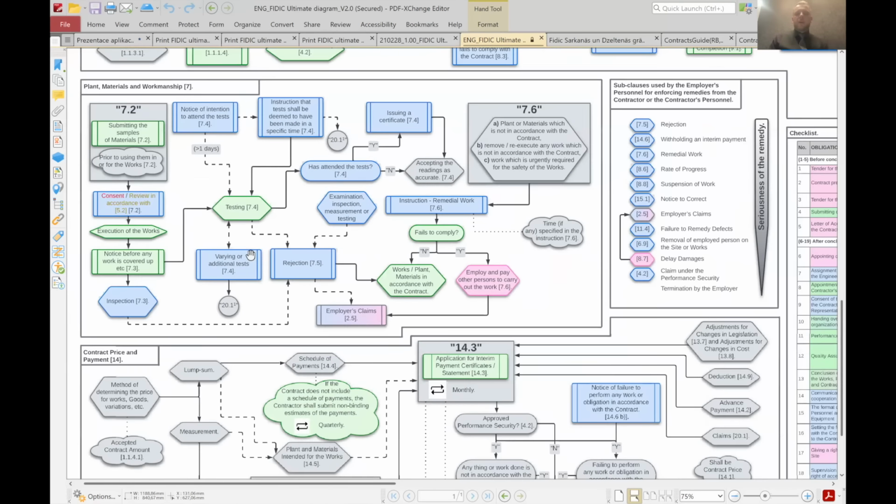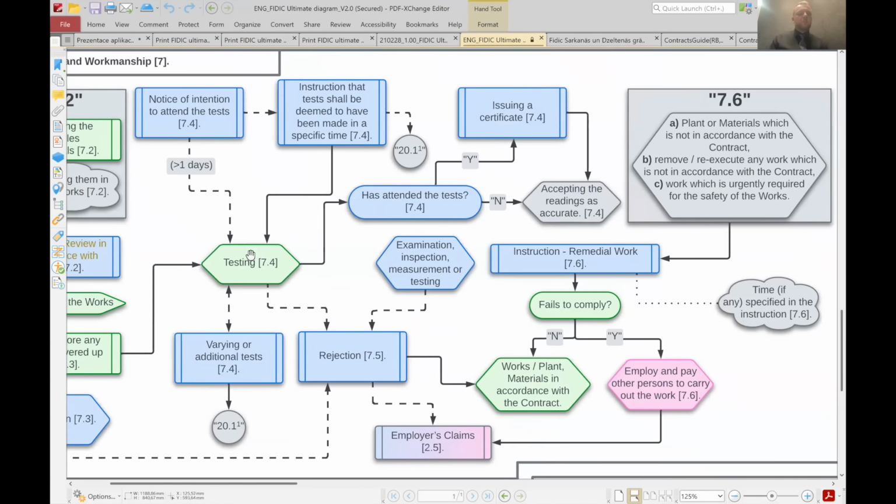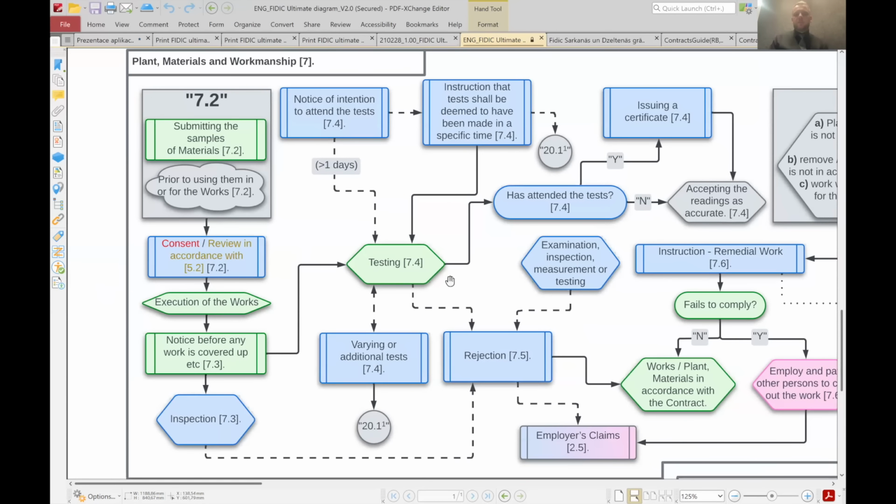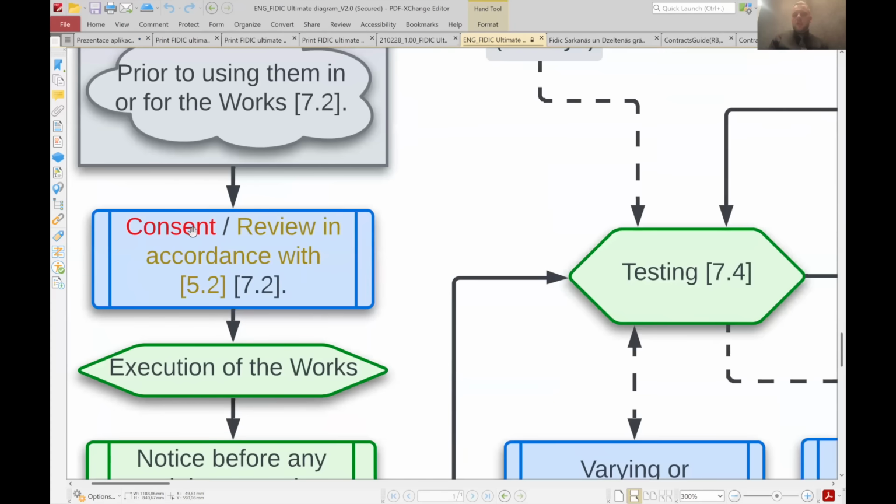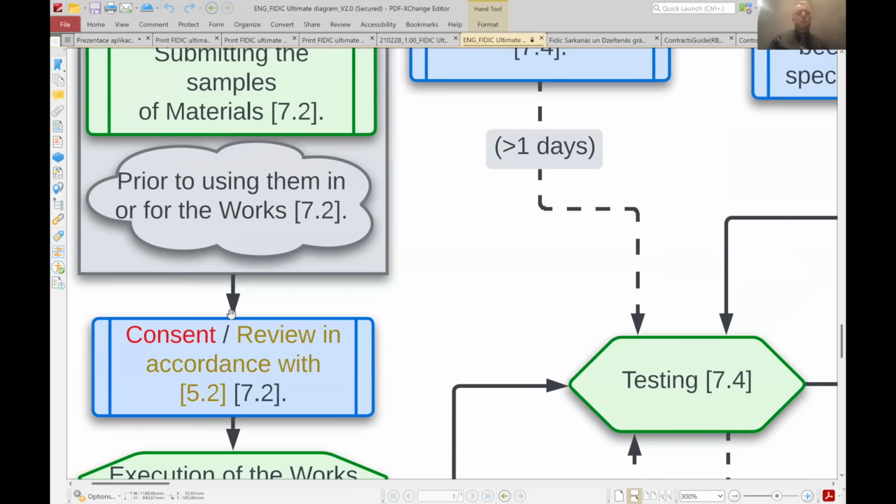There are still some parts of the diagram that I didn't go through. For example, the testing, and for example, when something goes wrong. So how the contractor should provide samples. The contractor should always provide samples of what he is doing to the engineer. Again, there are a few differences between the red book and yellow book, and you can see these differences in these little symbols. This is actually a good example to use.